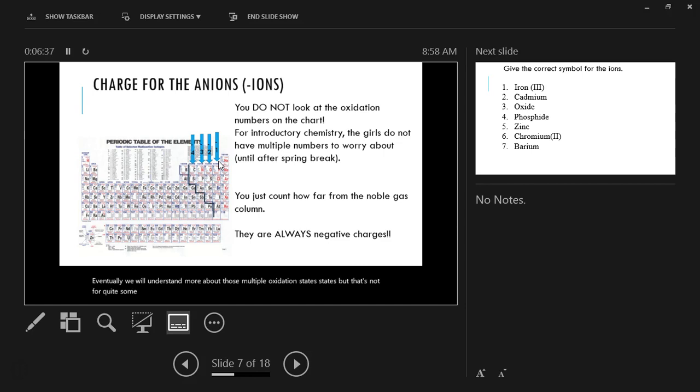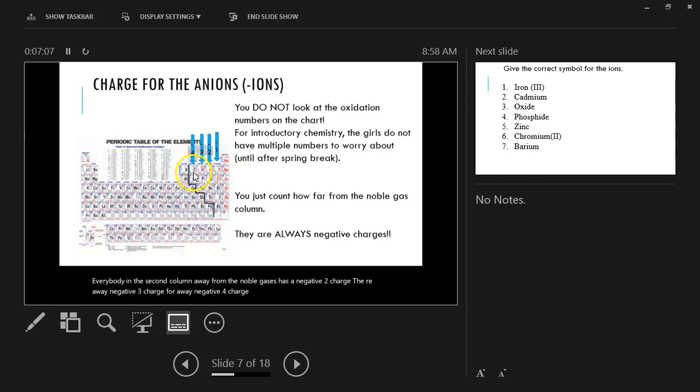So in introductory chemistry, you don't have multiple numbers to worry about just yet, until after spring break. All you have to do is count how far away they are from the noble gas column. Everybody in the column that's 1 away from the noble gases has a -1 charge. Everybody in the second column away has a -2 charge. 3 away, -3 charge. 4 away, -4 charge.